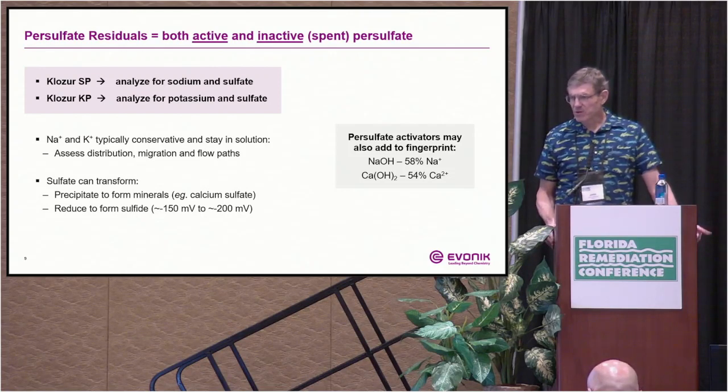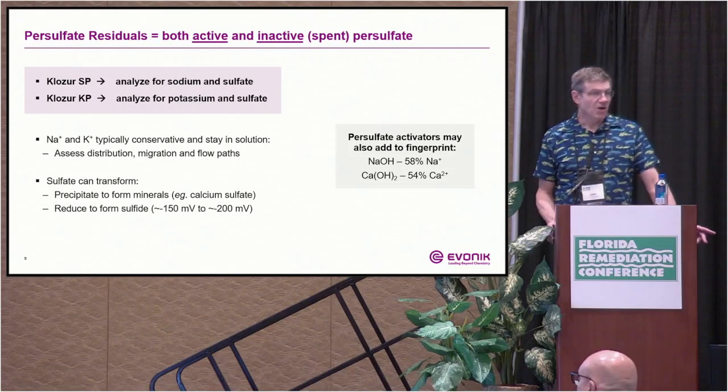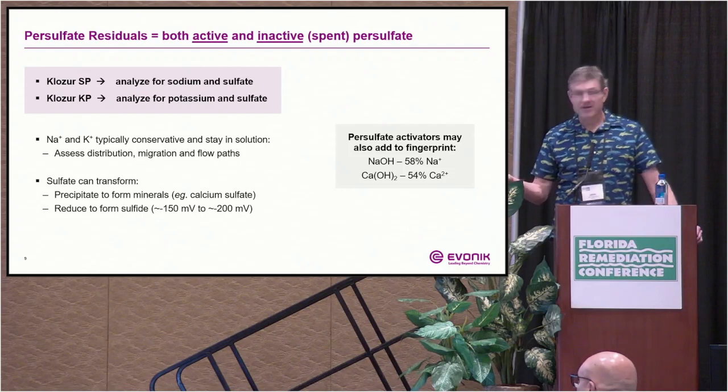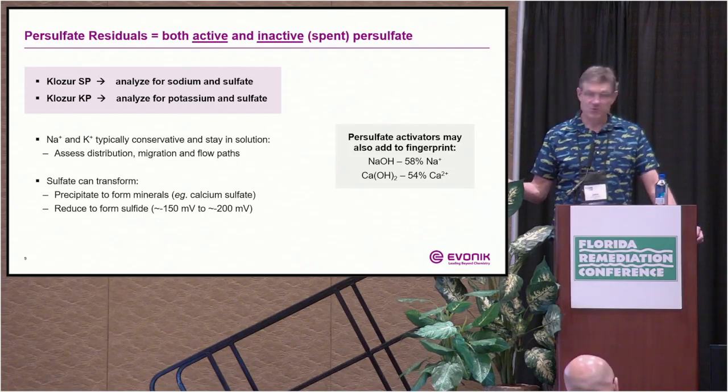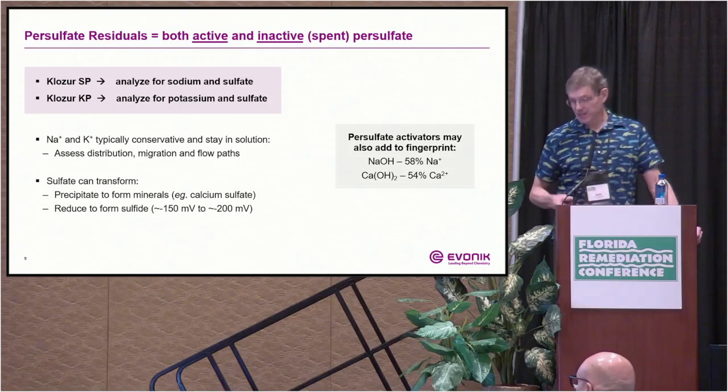Also, off to the right, and I didn't try to overly complicate this presentation, you're often using an activator with persulfate, and the most common are alkaline activators. Typically with sodium persulfate, because it's soluble, you would use caustic soda. Well, that's going to have a sodium contribution as well. And most typically with potassium persulfate, you would use hydrated lime or calcium hydroxide. That's adding a calcium component, so you can look at those in your geochemical profile as well.